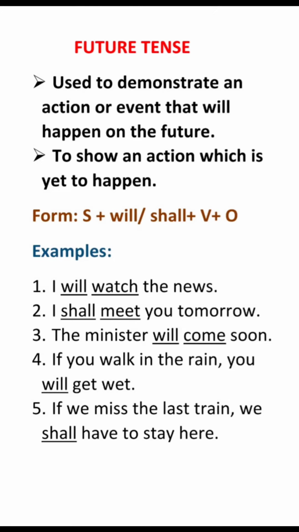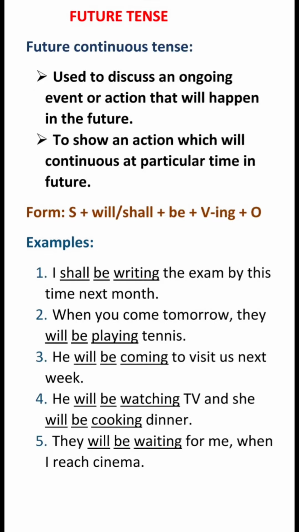Next we'll see future continuous tense. Used to discuss an ongoing event or action that will happen in the future. To show an action which will continue at particular time in future. Form: subject plus will or shall plus be plus verb ing plus object.